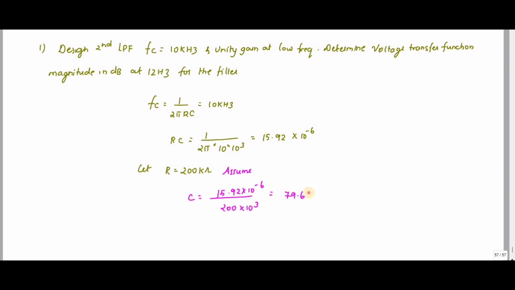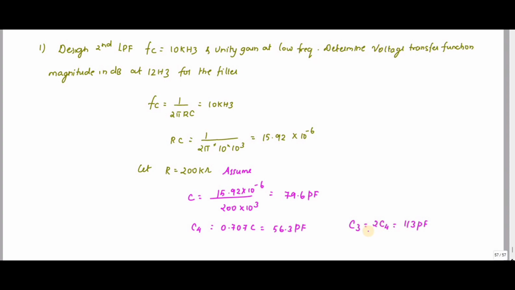79.6 picofarad. Okay. So if we find out the C4 value, C4 is 0.707 C, right? If I substitute this C here, I will get 56.3 picofarad. Likewise, what is C3? C3 is 2 times the C4 value. So that is nothing but 113 picofarad.